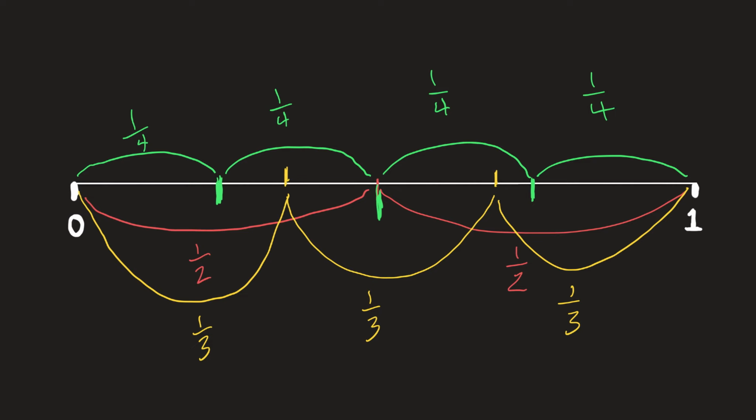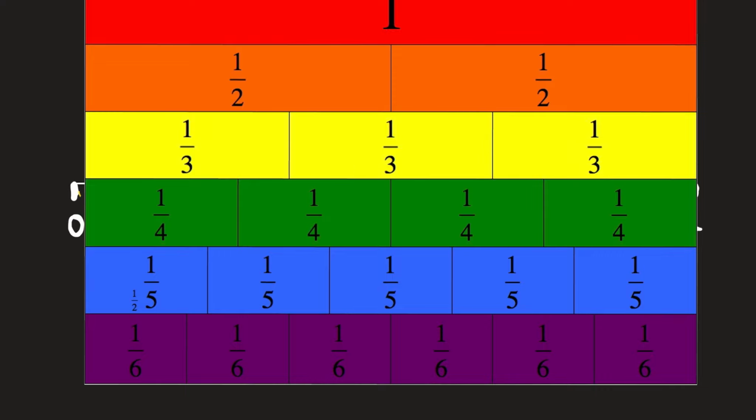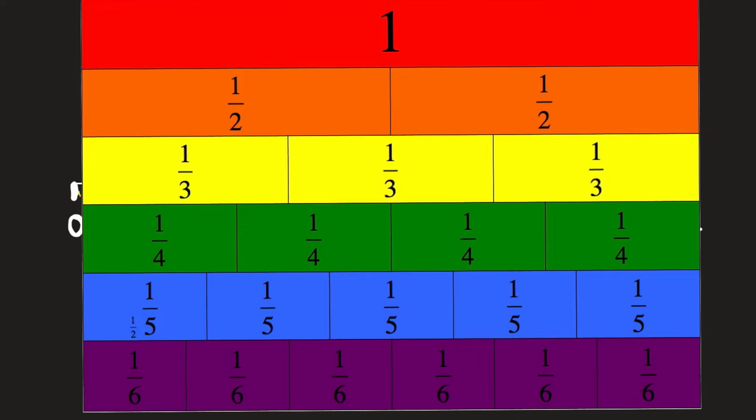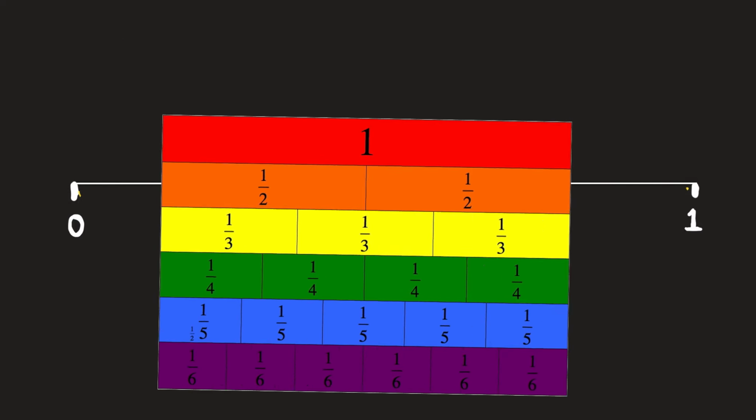Now, let me go back and erase everything because I don't want any of this to be confusing to you. But basically what we've done is that we have divided this whole number into several parts. So bringing the equivalent fractions back, you can see that a whole number can be cut up into halves, it can be cut up into thirds, it can be cut up into fourths, into fifths, into sixths, and so on.